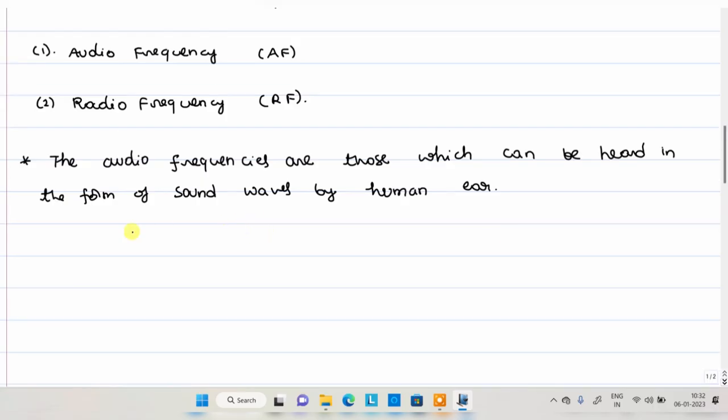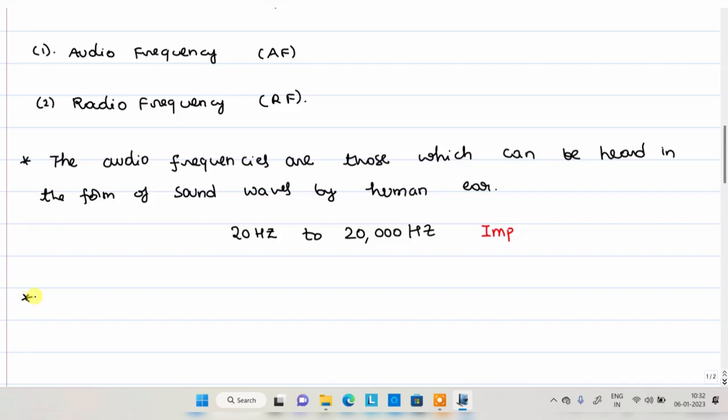So the frequency range will be 20 Hz to 20,000 Hz. That means it is a very important point. The range of human ear sound is 20 Hz to 20,000 Hz. In between you can hear. Below that or above that we can't hear those particular sounds. Okay, so that is a point.